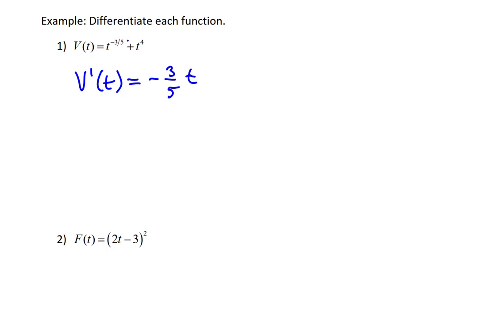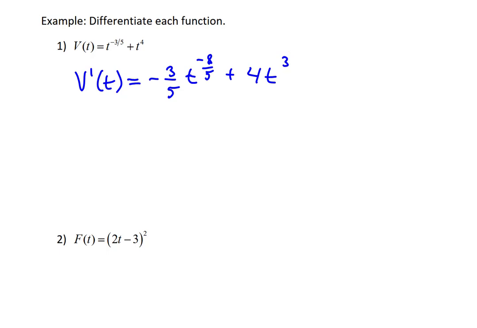If we're going to decrease that by 1, of course we'll use a common denominator of 5/5. So really it's negative 3/5 minus 5/5, which would give us negative 8/5 plus, and then for the second term, which was t to the 4th, we use the same rule, which is throw the power of 4 down in front to make it 4t to the, and then decrease that power by 1 to get third.